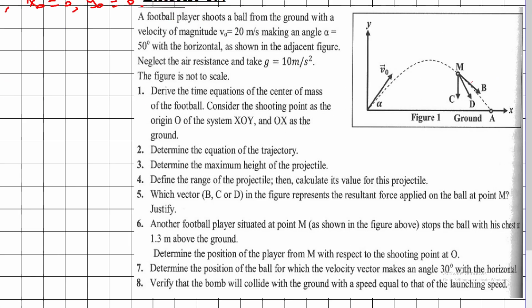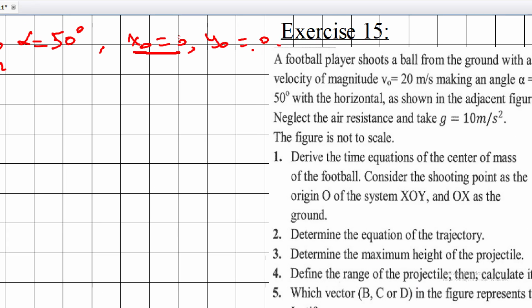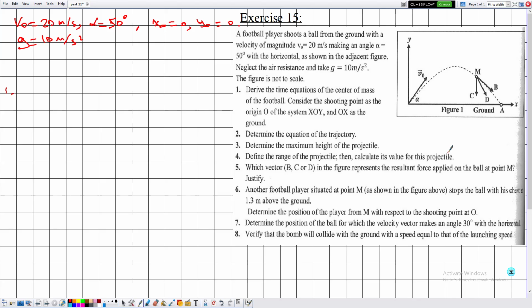Now in number 1 they are telling me to derive the time equations of the center of mass of the football, considering the shooting point as the origin, which means that x0 is equal to 0 and y0 is equal to 0, of the system xoy and Ox as the ground.